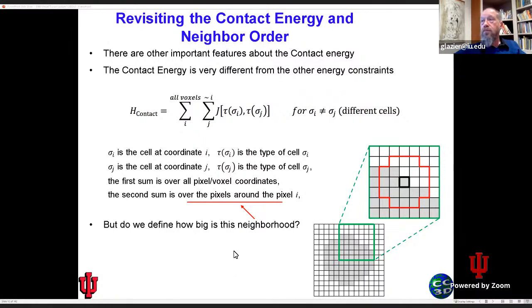And so if I look at contact energy between two cells, I'm summing over all cells and all the neighbors of the cells. And then I'm asking the question, is the value at a site the same as the value at a neighboring site? And the issue is that the neighborhood is not necessarily the nearest neighbor.